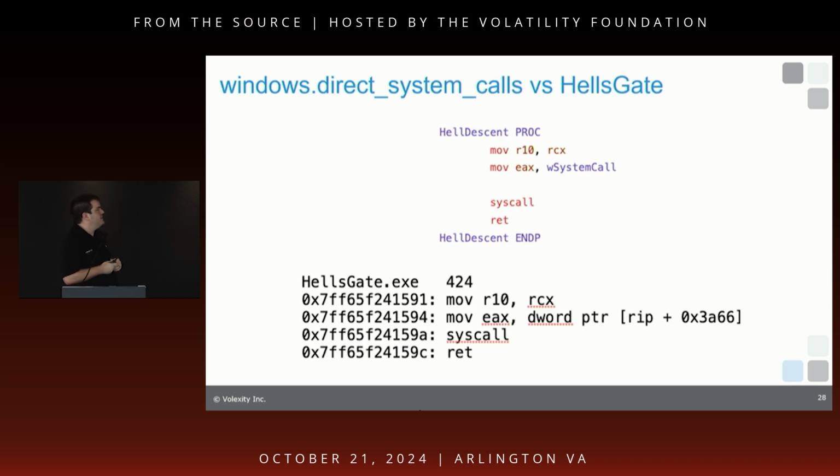And so the end result is this: running the direct system calls plugin against a memory sample with Hell's Gate. As you can see, we very directly find the syscall invocation, and it gives you the process name, the PID, and then the exact address range in that process where the instructions are. Like I said, we tested this against hundreds of memory samples, 0 false positives, only where this type of technique was being used.